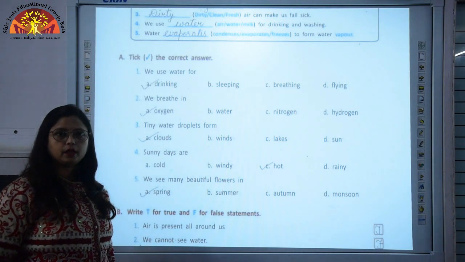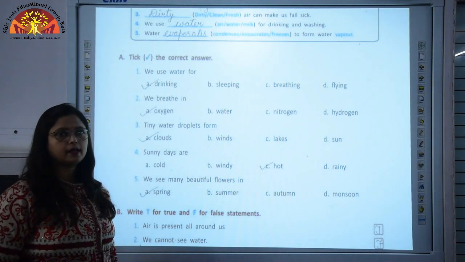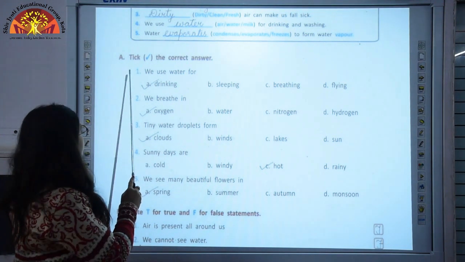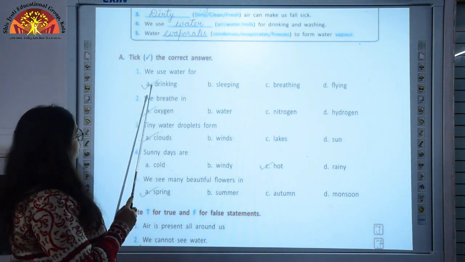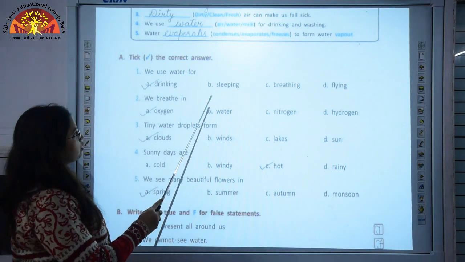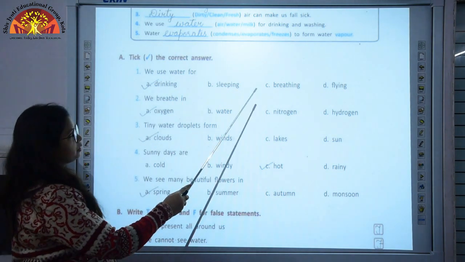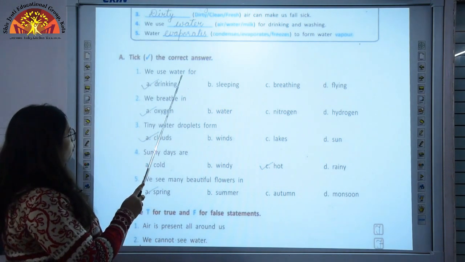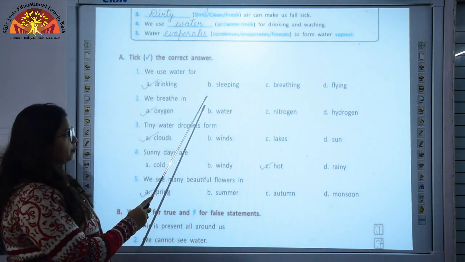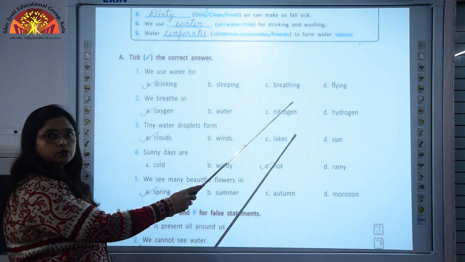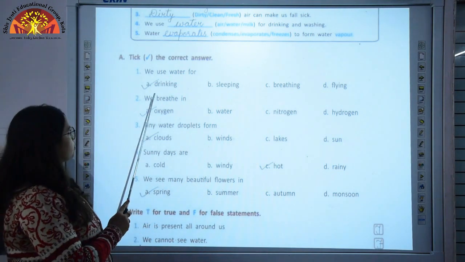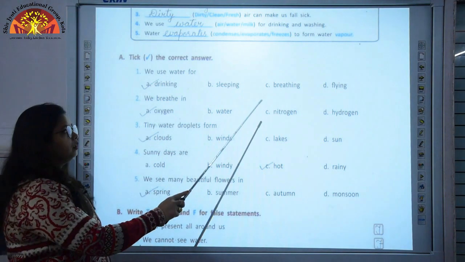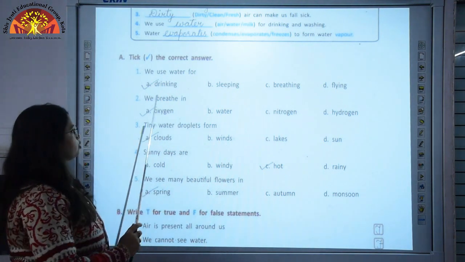So now we come to the next exercise, that is exercise number A on page number 103. It is tick the correct answer. So what you have to do here, you have to choose the one correct option among the given 4 options. So let us start. We use water for drinking, sleeping, breathing, flying. So children, we use water for drinking. We breathe in oxygen, water, nitrogen, hydrogen. So what do we breathe in?